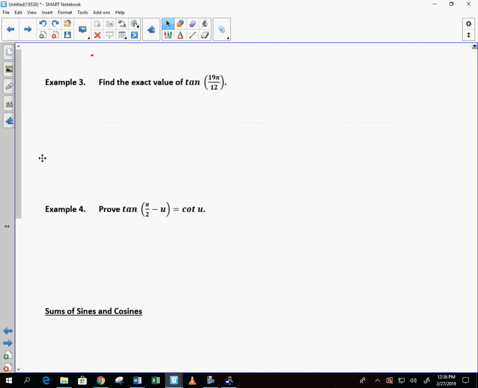Find the exact value of tangent of 19 pi over 12. What do I need to do? Switch from radians to degrees. 19 pi over 12 times 180 over pi. Pi's cancel. 180 divided by 12 is 15. 15 times 19, who knows? 15 times 20 is 300. 285, very good.